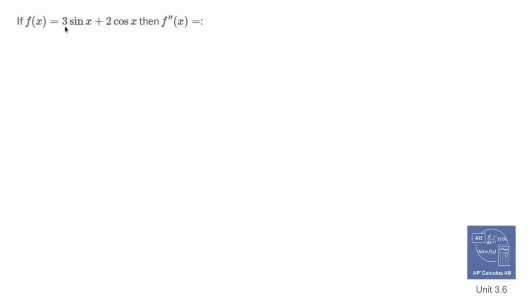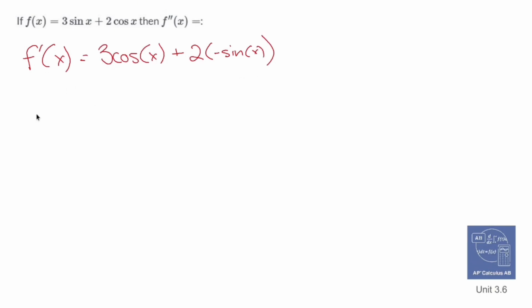If f of x is 3 sine x plus 2 cos x, then find the second derivative. Okay, let's see what's going on here. Well, the first derivative is going to be 3 times the derivative of sine, which is cosine x, plus 2 times the derivative of cosine x, which is negative sine x. So let's clean that up a little bit. Derivative numero uno is going to be 3 cos x minus 2 sine x.